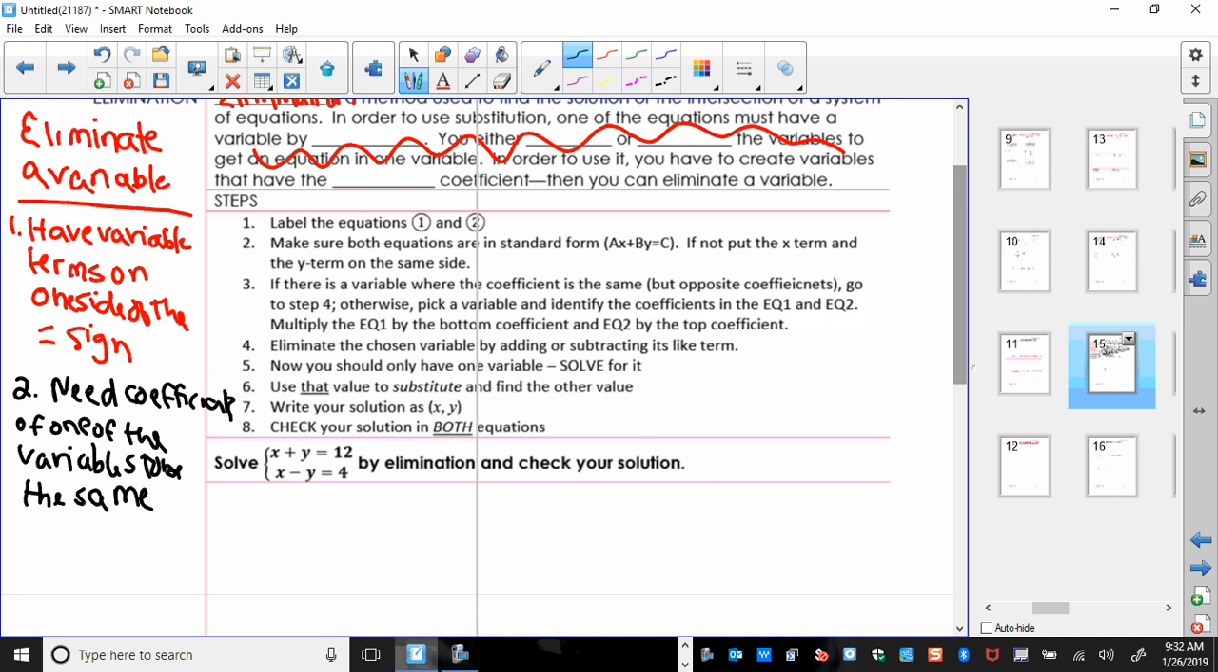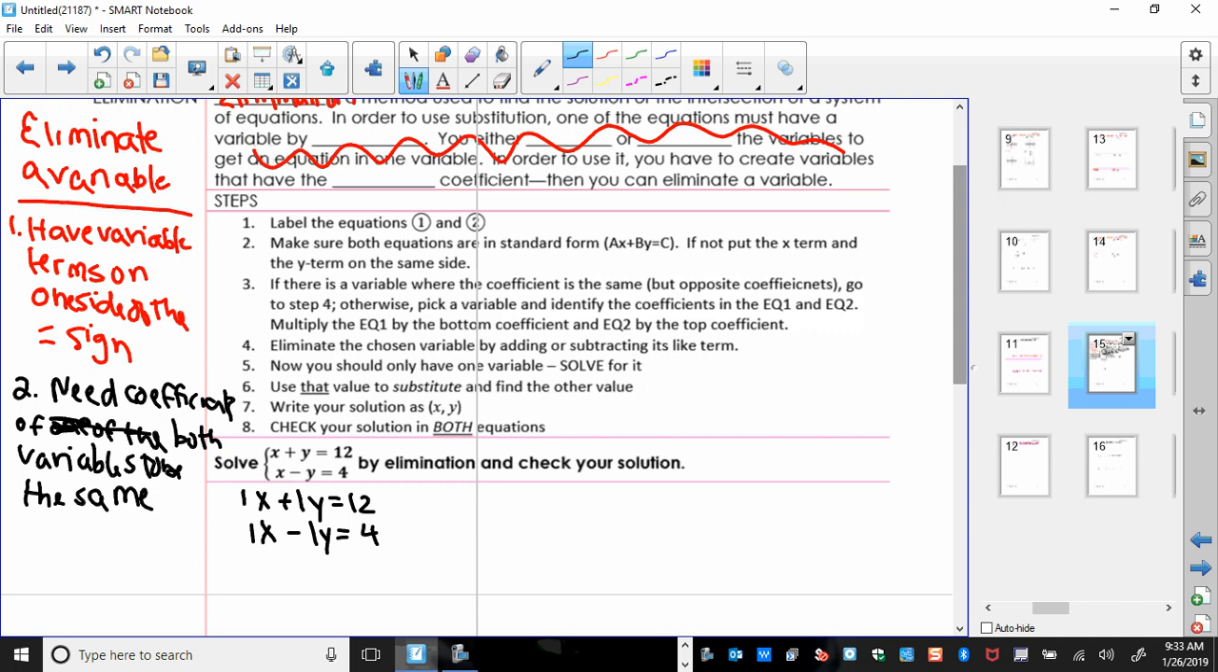Now it says you need the coefficient of one of the variables to be the same. And we can look at x and x, the coefficients are the same. If I rewrite, I have 1x plus 1y equals 12, 1x minus 1y equals 4. So coefficients are the same for x. There's a 1 in front. Coefficients are the same for y. There's a 1 in front.